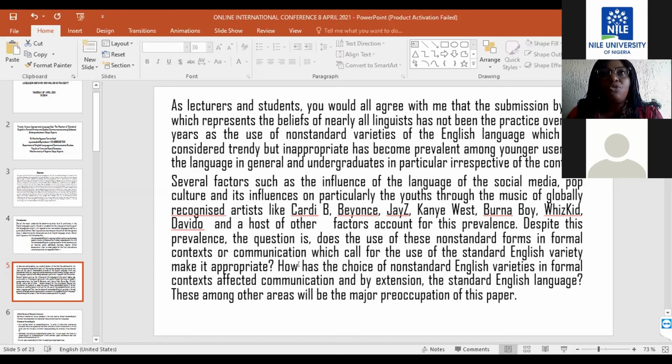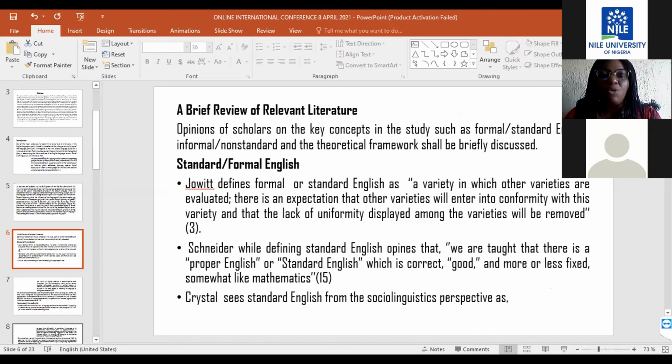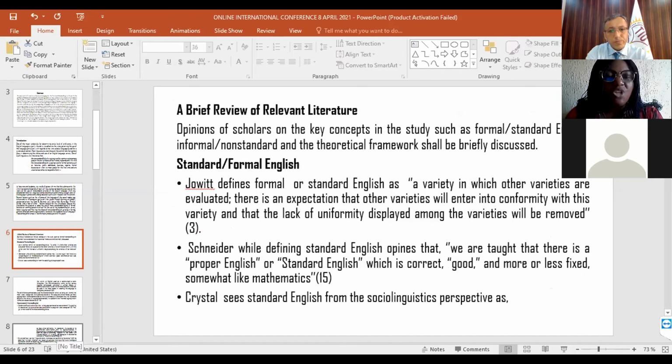Secondly, the paper also tried to find out the implications of this prevalence on standard English usage. Before I go into that, I would like to establish one or two things by looking at a few pieces of literature, just one or two from what we have. First, we'll look at standard English, then non-standard English, and then I'll discuss the theoretical background I'm building my discussion on.